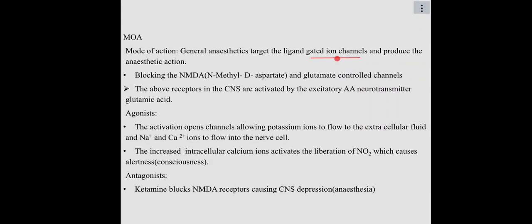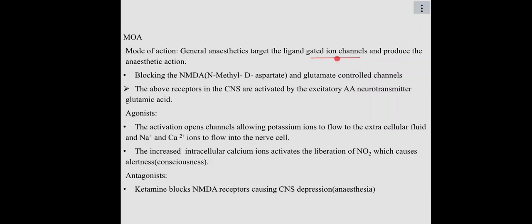You have the calcium ones, you have the potassium ones, you have the chloride ones. The calcium ones are excitatory. You have the chloride ones, which are inhibitory. So if you have a general anesthetic which can excite the inhibitory, which are usually the GABA ion channels or receptors, then you will have depression. There are those two ways: either you excite the inhibitory ones, or you block the excitatory ones.